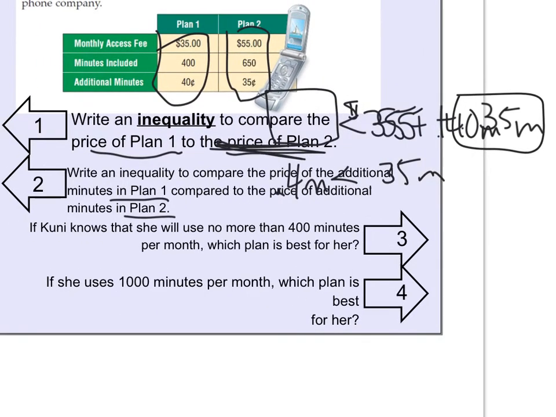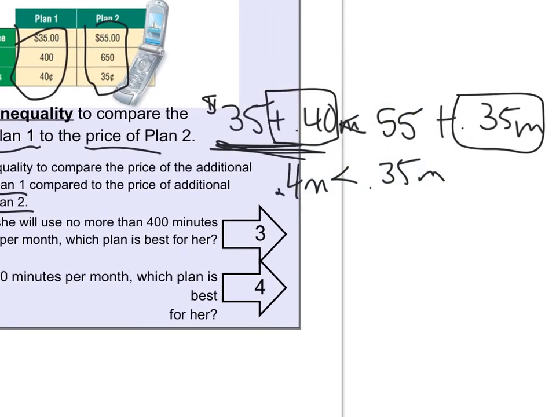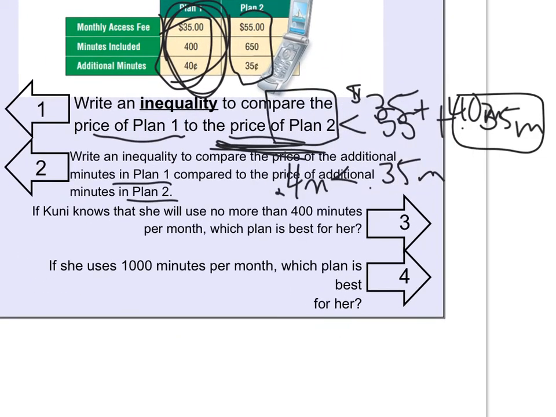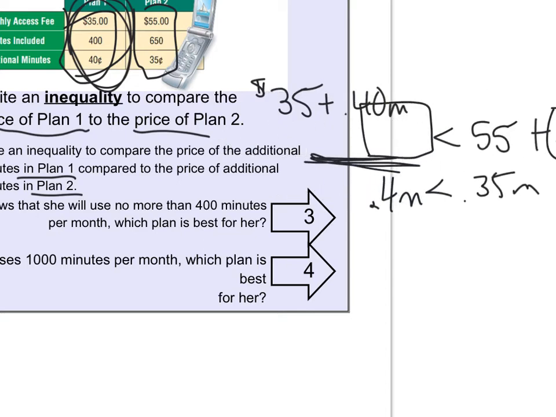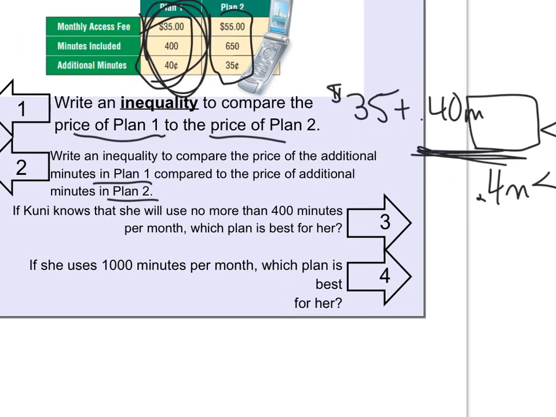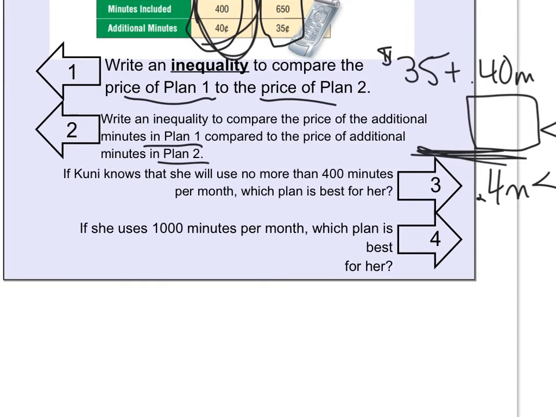So if you know you're never going to use more than 400 minutes per month, which plan is best? And it's pretty obvious which plan is going to be best if she's never going to hit more than 400 minutes. The question becomes, what happens at 1,000 minutes per month?